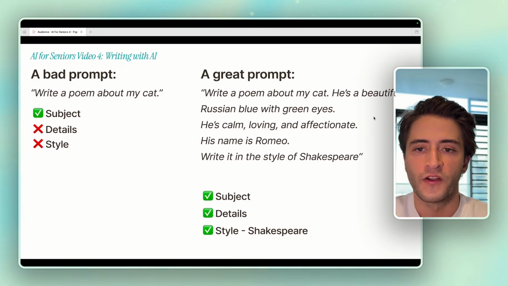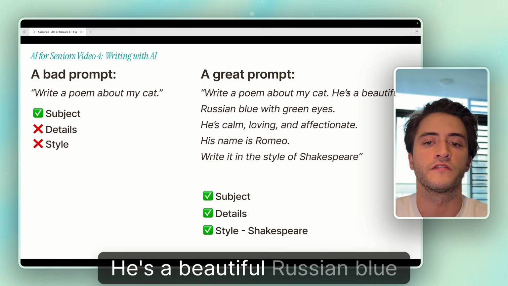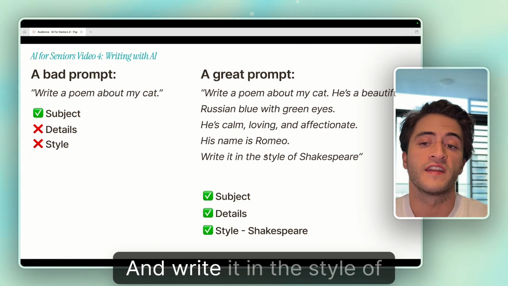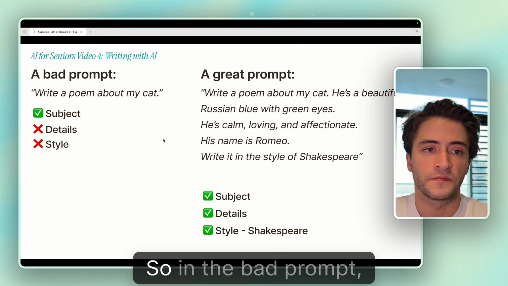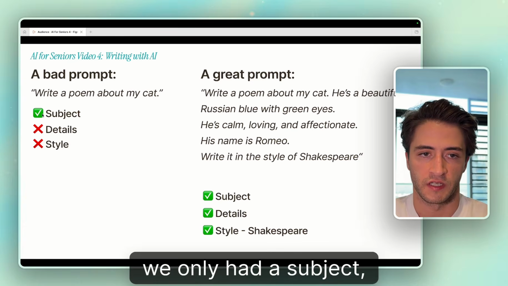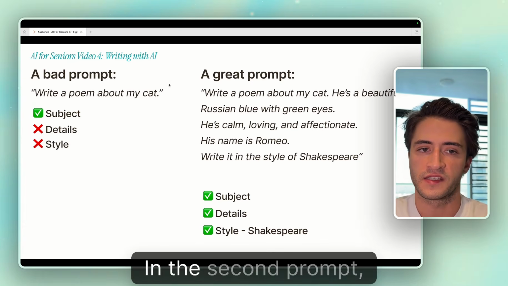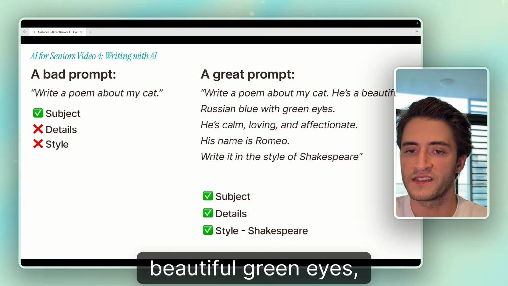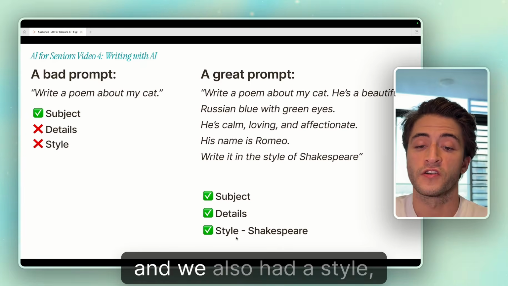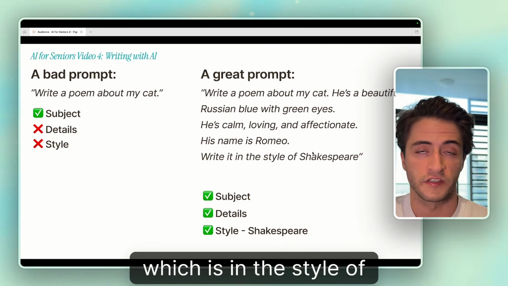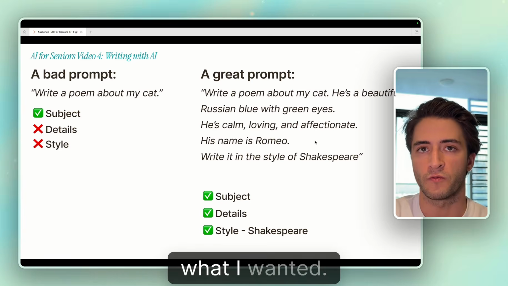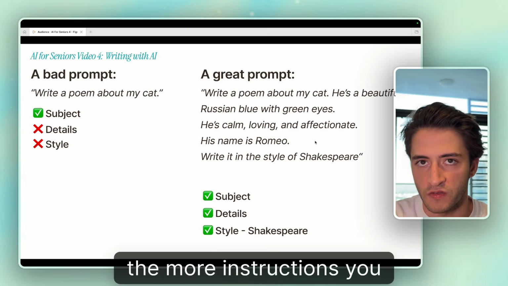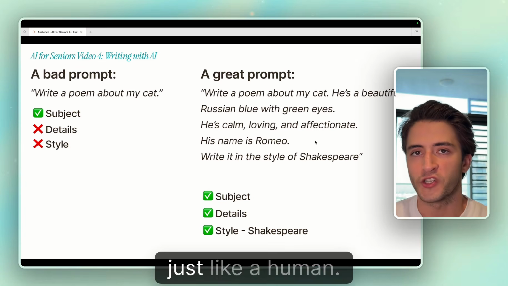Instead, you could write a poem about my cat. He's a beautiful Russian blue with green eyes. He's calm, loving, and affectionate. His name is Romeo, and write it in the style of Shakespeare. So in the bad prompt, we only had a subject, which is my cat. In the second prompt, we had the subject, we had the details about his beautiful green eyes, about his character, and we also had a style, which is in the style of Shakespeare. And this will actually get me what I wanted. So whenever you want the AI to write something for you, the more instructions you give, the better it will perform, just like a human.